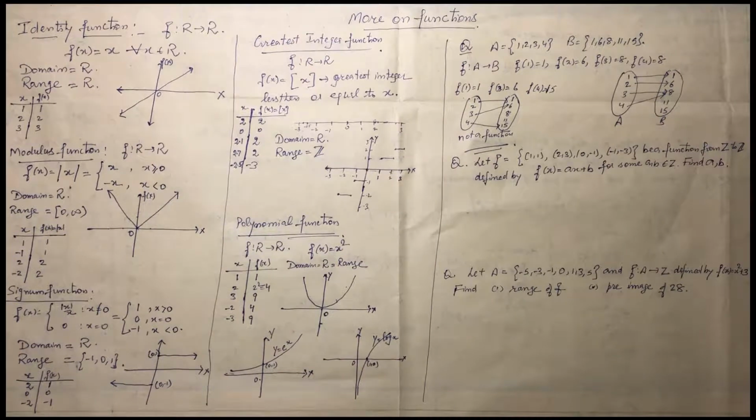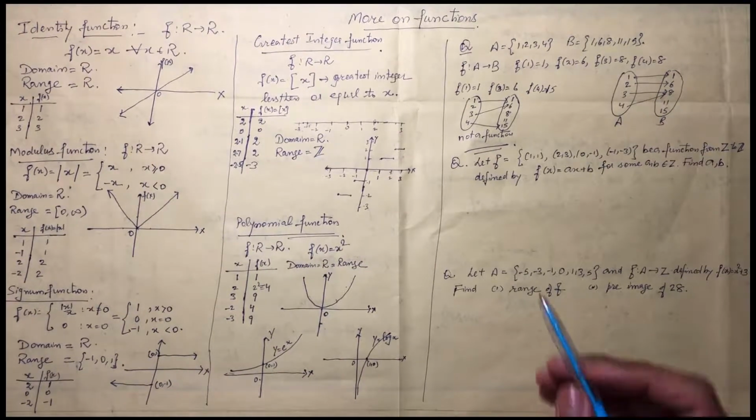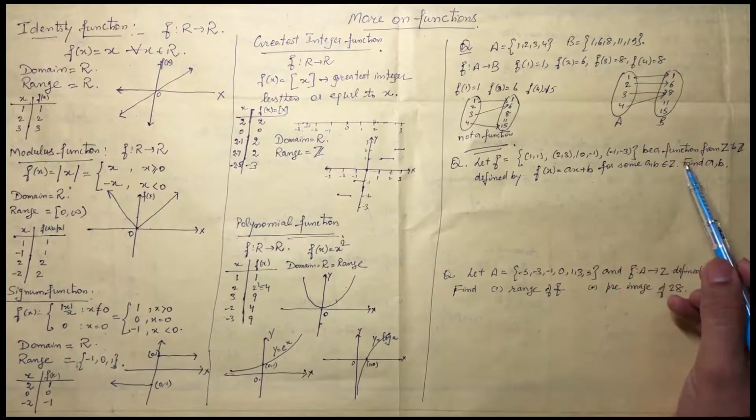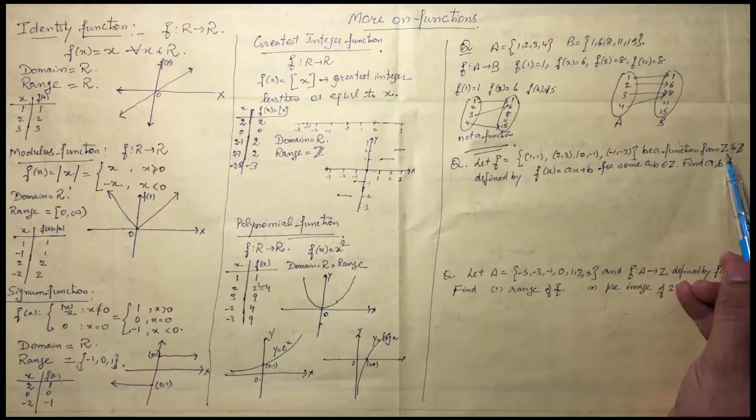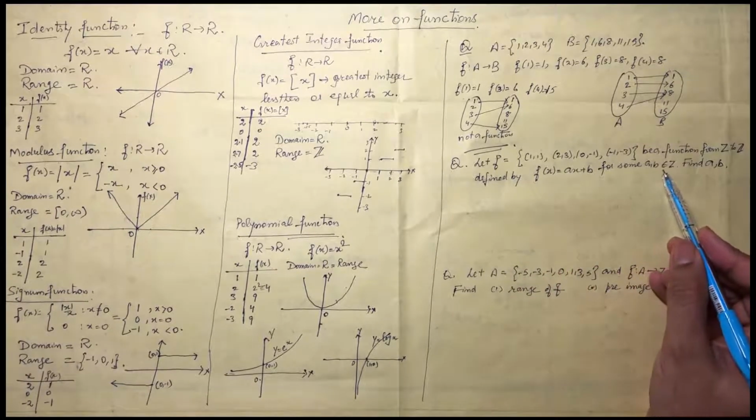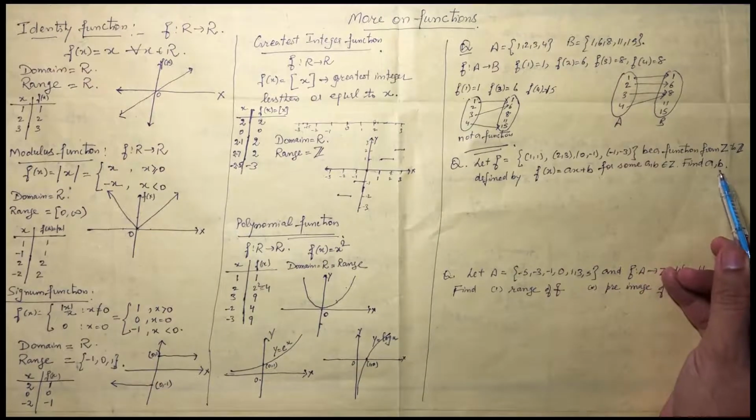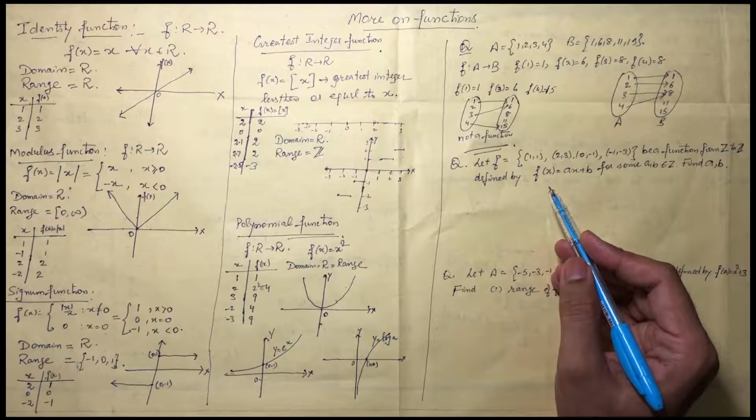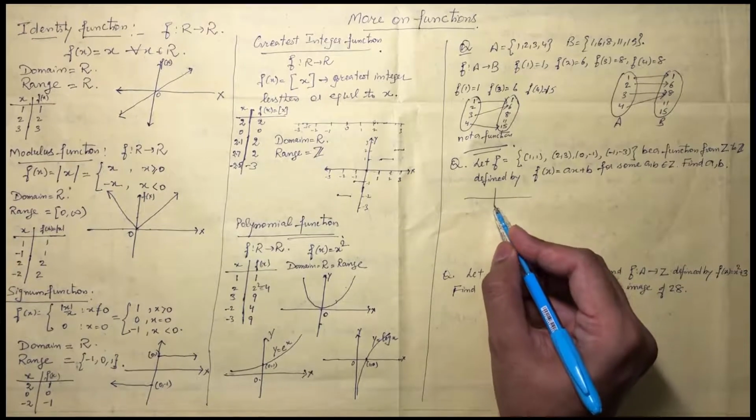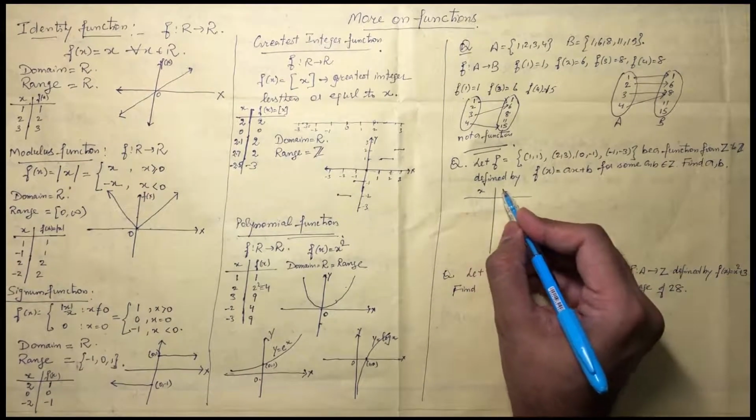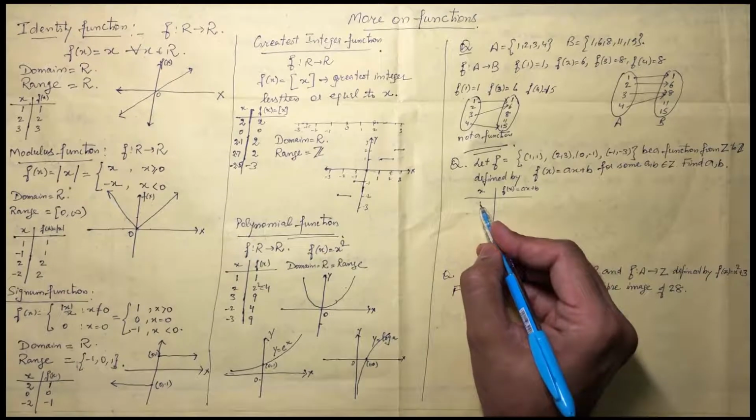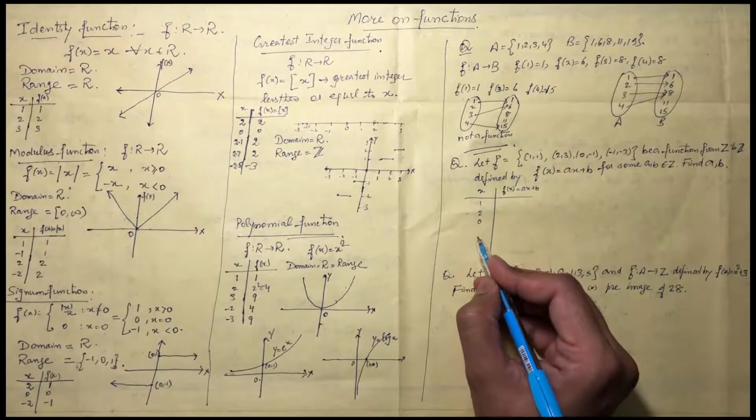Let us now discuss some more numericals on functions. Here f is a set of ordered pairs, a function from Z to Z, integers to integers, defined by f(x) is equal to ax plus b, for some a, b belonging to integers. Find a and b. Now, how can we find a and b? For this, we will make a table of values. This is x and this is f(x) is equal to ax plus b. What is x here? 1, 2, 0, minus 1.